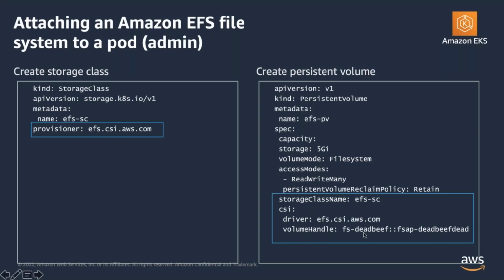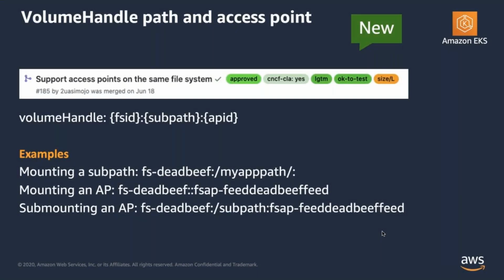The main one is what's called the VolumeHandle, which is a reference to a file system. Now, if you've used the CSI driver before, you may have used this VolumeHandle in the past. Now, it's changed a little bit. So the syntax for it, as of the 1.0 version, which launched a couple of months ago, is you can now encode your file system ID, the subpath of that file system, and an access point ID all inside this, joined by colons.